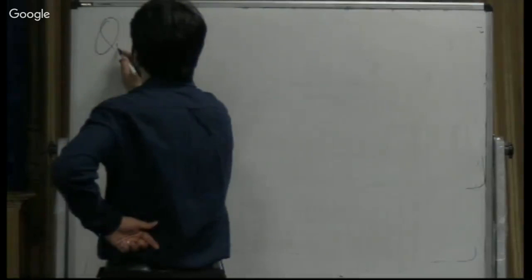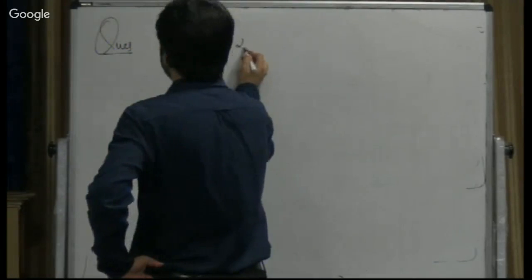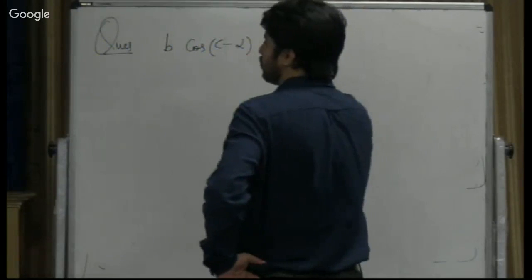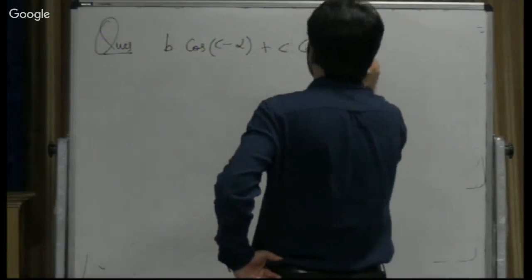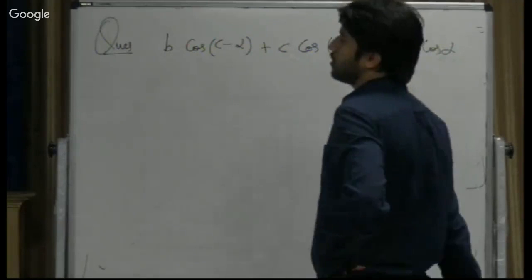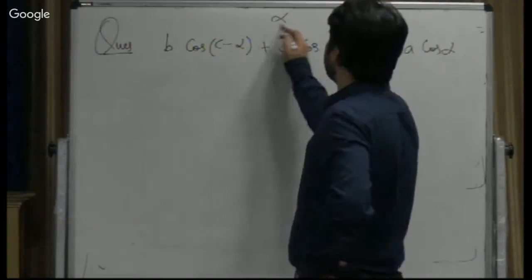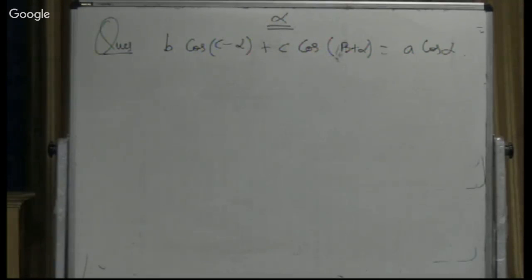Now the question is, this is again an IIT JEE question. b into cos (C minus alpha) plus c into cos (B plus alpha) is equal to a cos alpha. You have to show this for any real value of alpha where ABC is a triangle. How to prove it?